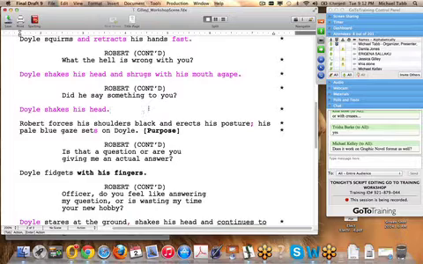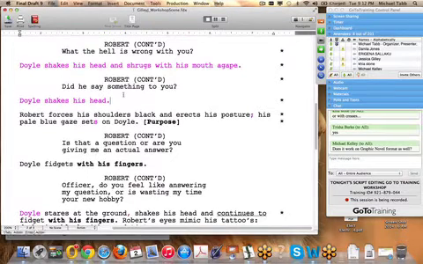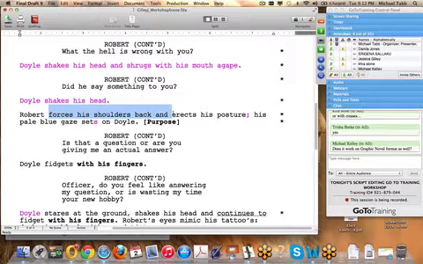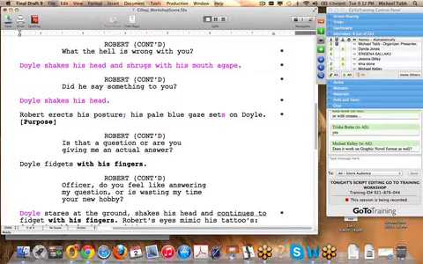I think that's a little better. Did he say something to you? Doyle shakes his head. Robert forces his shoulders back and erects his posture. There's a typo. I just found it. After shoulders, it should be back, not black. His shoulders black. You don't. I think that this tells you the other as well and saves you a line.